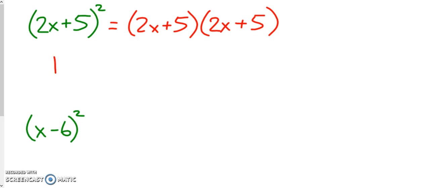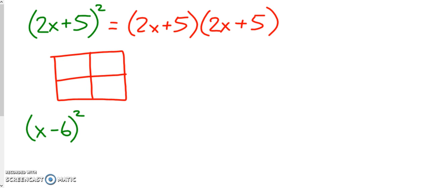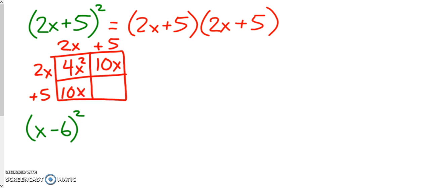or for those of you that like the little box method, here I'll do one for you. So there's 2x plus 5, 2x plus 5, 4x squared, 10x, 10x, 25, because that's, of course, 5 times 5. 5 times 5 is 25. 5 times 2x is 10x, so on and so forth.